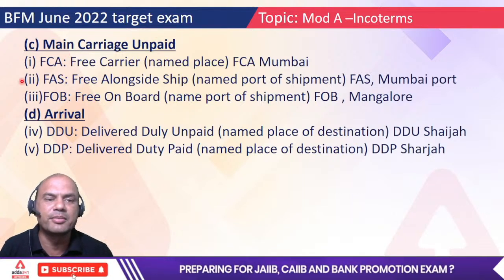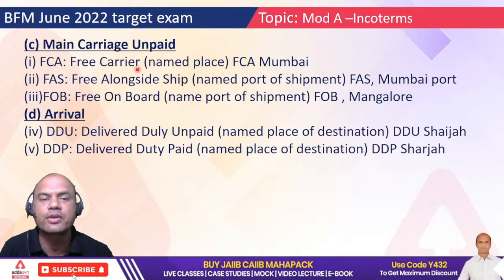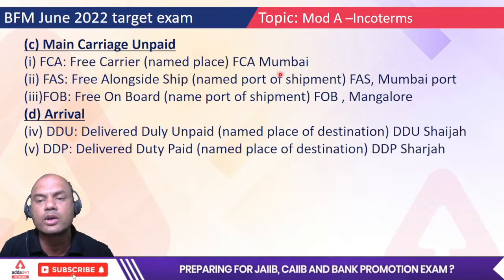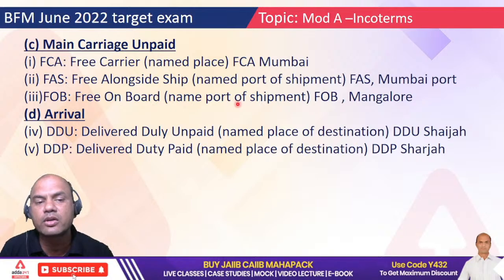Main carriage unpaid means FCA, FAS and FOB. FCA means free carrier, in case of truck. FAS, free alongside ship, means it will be placed alongside the ship but not loaded on that ship. FOB, free on board, means it will be loaded on that ship.